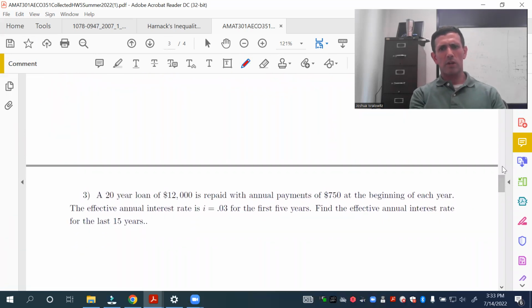All right, so I have a 20-year loan of 12,000. We paid with annual payments of $750 at the beginning of each year. For the first day or two that I had this up, I had a 15-year loan, and then I changed it. I think only 1 or 2 people had 15-year. And if you had 15-year and you got a negative interest rate for an answer, you did it right, and I gave you full credit. I just don't like having negative interest rates because it looks a little weird, since most interest rates are positive in this course.